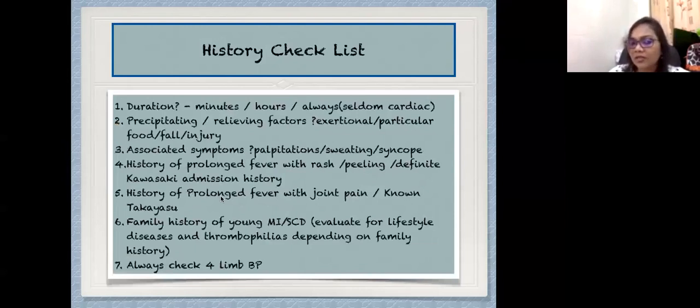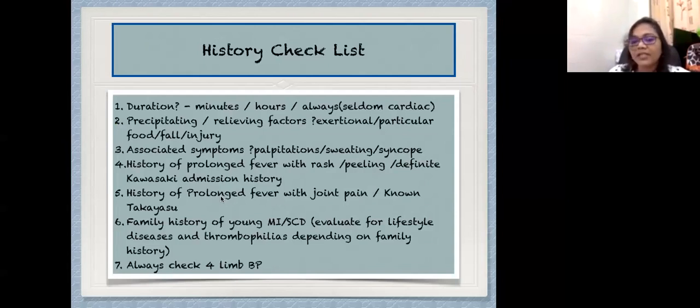You always have to ask about the duration of chest pain, because some of them say that they always have chest pain, or chest pain lasts for hours, which is unlikely to be cardiac in origin. Exertional pain, which lasts for a few minutes and gets relieved by rest, could be cardiac. You have to ask about precipitating and relieving factors. Particularly, ask about any specific food relation, or whether it is related to a fall or injury, so that you can attribute it to a non-cardiac cause.